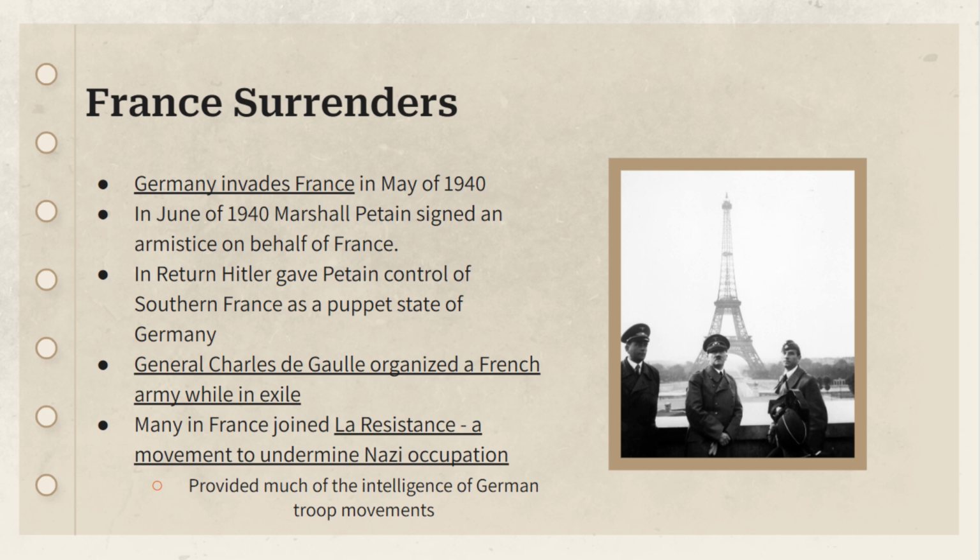In 1940, Germany invades France and quickly defeats it. It's there that the leader signs an armistice, creating a puppet government in southern France. Meanwhile, Charles de Gaulle, who's kind of like the head of the military that got away, he leads the Free French forces from exile. And inside France, the resistance is formed. Basically, it's this group that is trying to sabotage German operations and provide intelligence for the Allies.